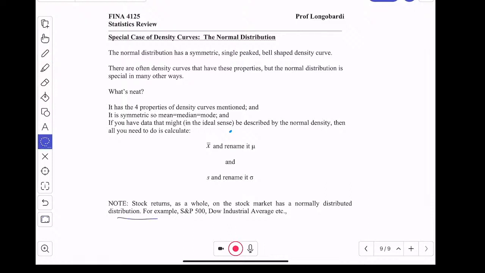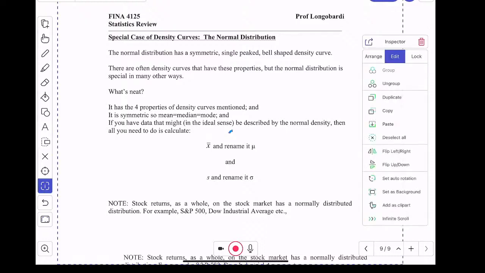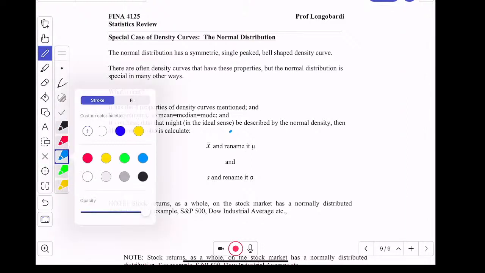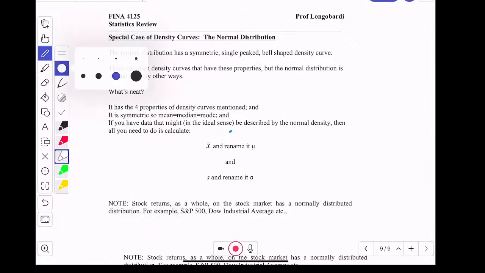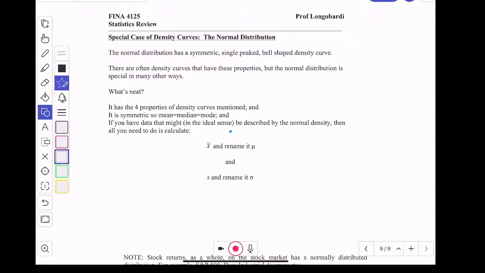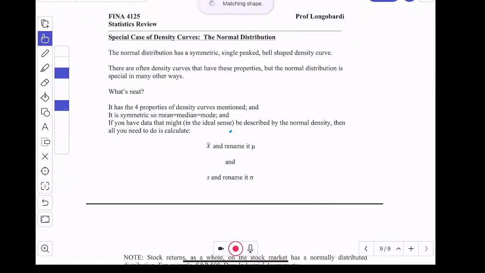I'm going to move this. No, it didn't work. I want to cover this up. Give me a moment. So what we have, that's too big.